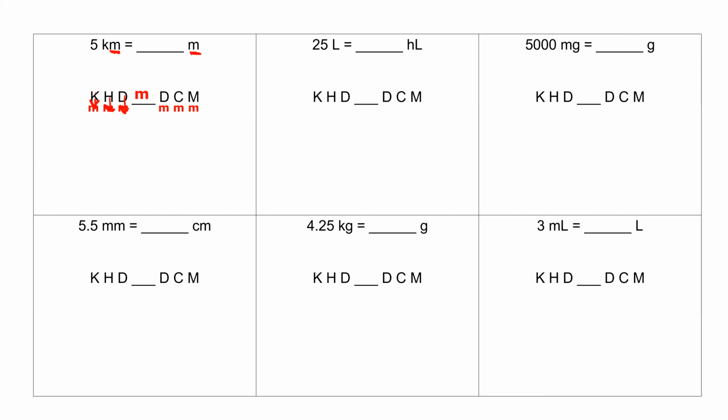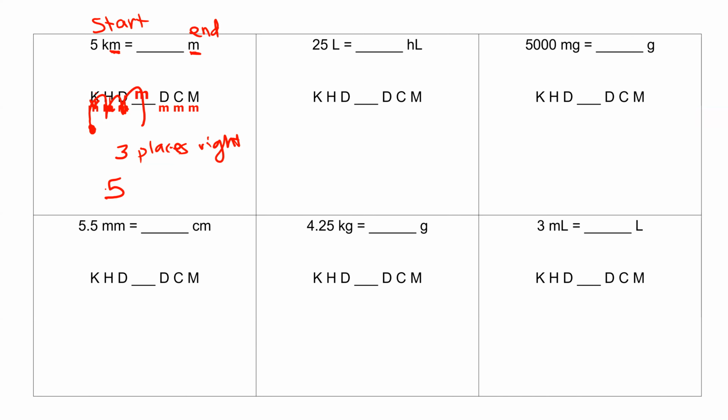Okay, so I always have to come up with a starting point and an ending point. We know that we have 5 km. So I am going to start here at my kilometers, and my goal is to end at the meters. So I'm going to start, and I do little bunny hop counts, and I know that this is 1, 2, 3. This is three places to the right, if I think about the direction that I did my bunny hops. So when I have my whole number 5 kilometers, I can move a decimal point 3 places to the right, and it is the exact same thing.